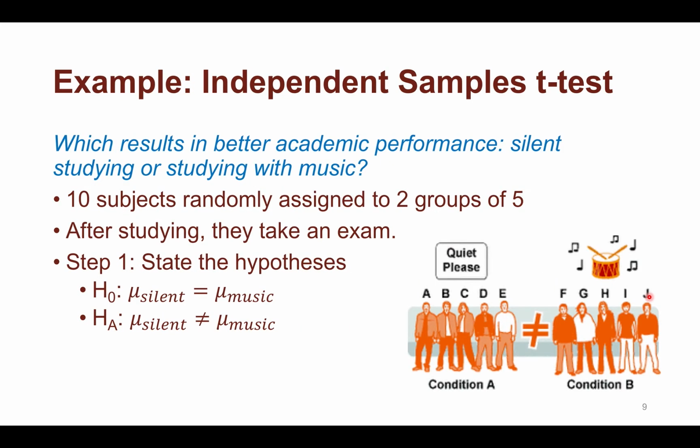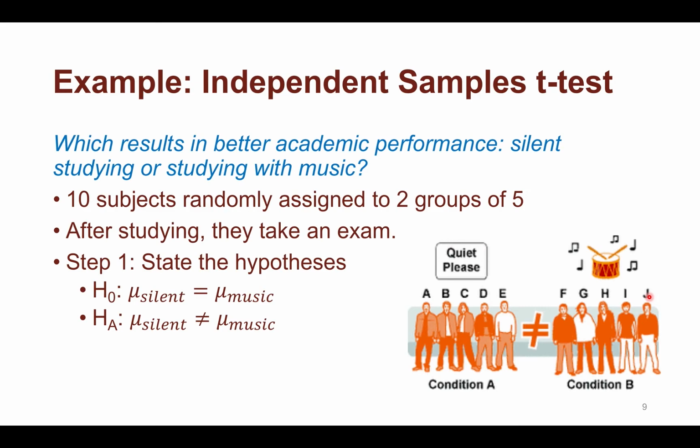So we're going to look at an example of an independent samples t-test. Our research question here is, which results in better academic performance: silent studying or studying with music? Let's say we set up an experiment where we randomly assign 10 subjects into two different groups of 5. One group is going to silently study, the other group is going to study with music, and after studying for a period of time, they're going to take an exam and we're going to compare their scores to see if one of those studying strategies is more effective than the other.